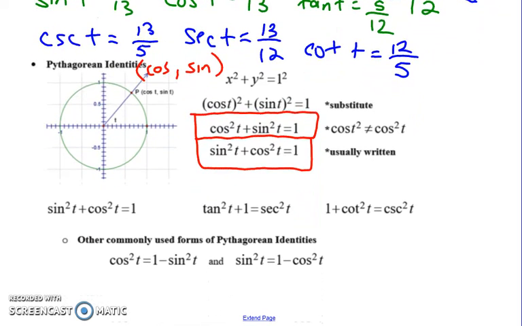So then off of that, if we solve for cosine squared t, we get 1 minus sine squared t. And if we solve for sine squared t, we get 1 minus cosine squared t. You also will need to remember tangent squared plus 1 is equal to secant squared, and 1 plus cotangent squared is equal to cosecant squared, because we will use these to simplify. Alright, so let's flip over to our next page.